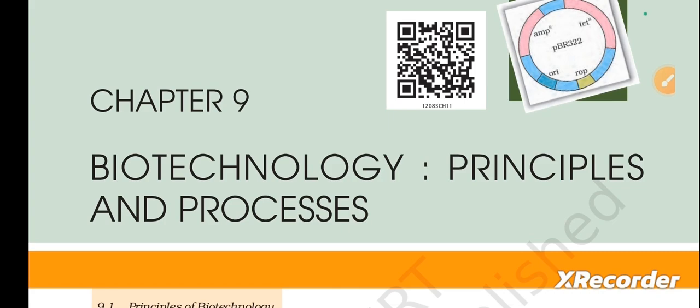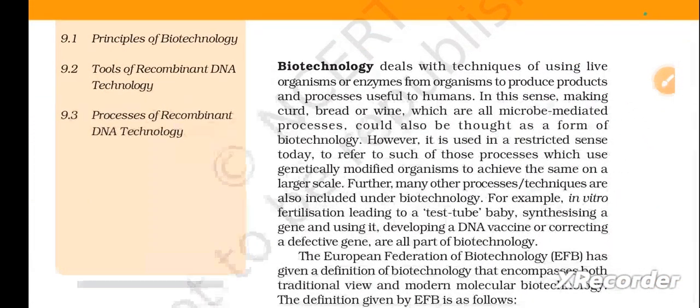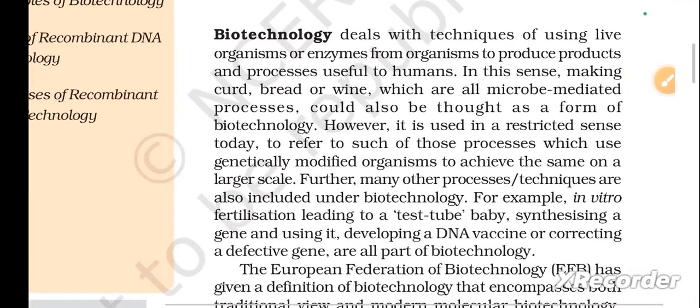Okay, next, Chapter 9, Biotechnology: Principles and Processes. Biotechnology deals with techniques of using live organisms or enzymes from organisms to produce products and processes useful to humans. In this sense, making curd, bread, or wine, which are all microbe-mediated processes, could also be thought of as a form of biotechnology. However, it is used in a restricted sense today to refer to such of those processes which use genetically modified organisms to achieve the same on a larger scale.